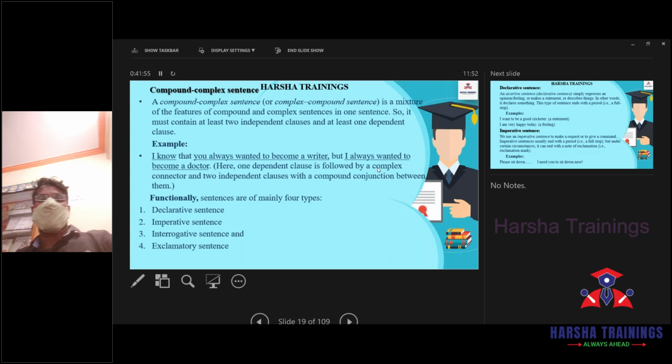So structurally, based on the structure, we have four types of sentences, right? Now, based on the function, we have four types of sentence again. What is their usage, right? One is declarative, imperative, interrogative, and exclamatory. Four types of sentences based on the functionality.